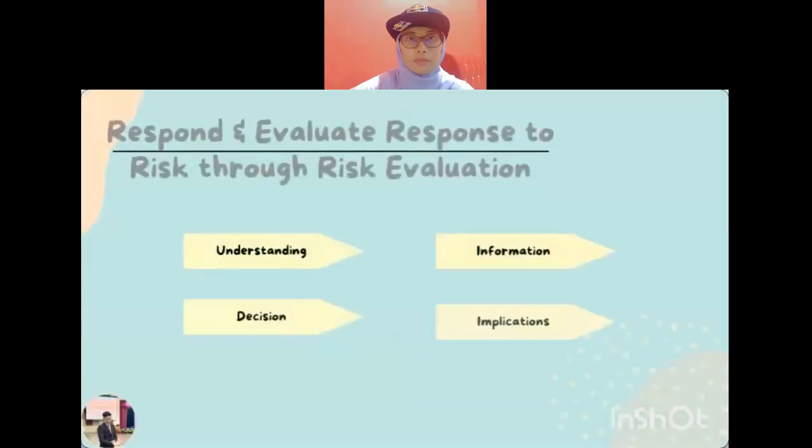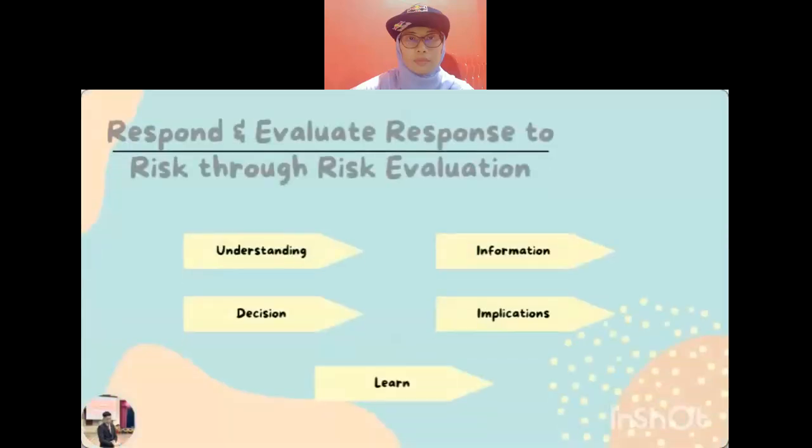Alright, respond and evaluate response to risk through risk evaluation. First of all, what we need to learn is to increase our understanding of IT project risk in general. Next, understand what information was available for managing risk and for making risk-related decisions. The third point is to understand how and why a particular decision was made. Fourthly, understand the implications not only of the risk but also the decisions that were made. Last one is to learn from our experience so that others may not have to repeat our mistakes. Thank you.